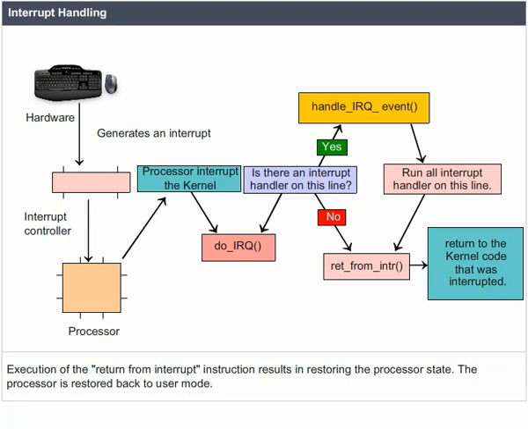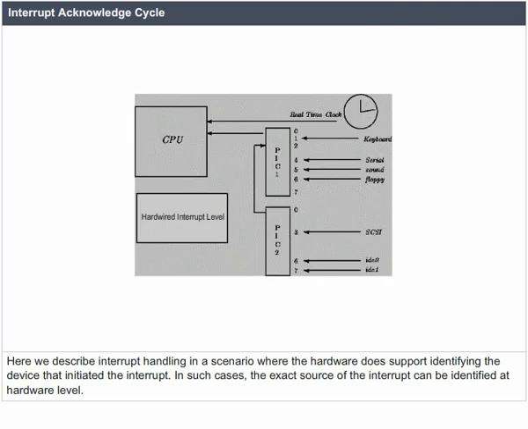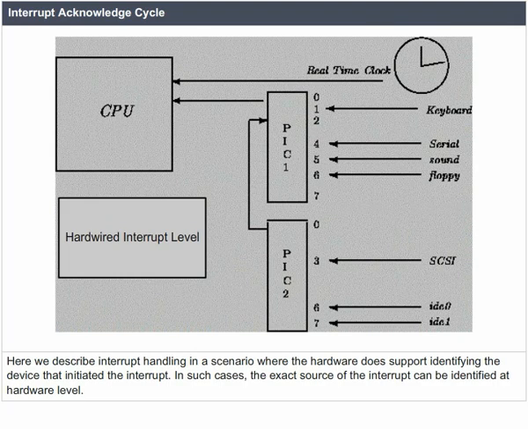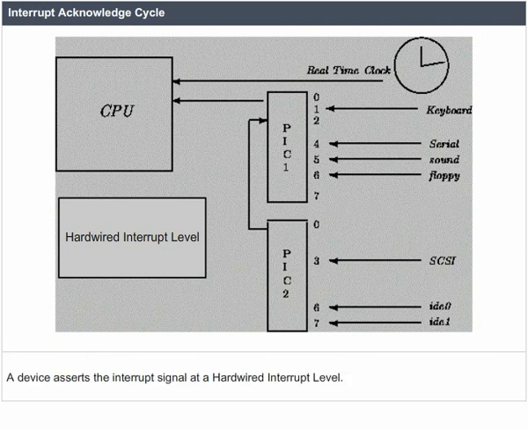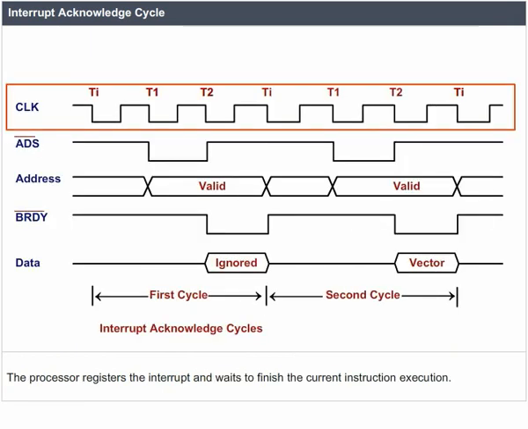Interrupt acknowledge cycle. Here we describe interrupt handling in a scenario where the hardware does support identifying the device that initiated the interrupt. In such cases, the exact source of the interrupt can be identified at hardware level. A device asserts the interrupt signal at a hardwired interrupt level. The processor registers the interrupt and waits to finish the current instruction execution.